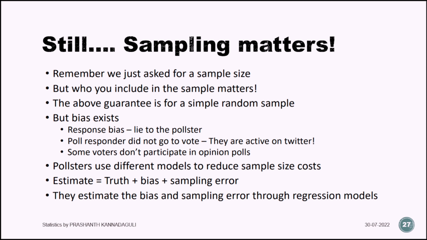Since we were talking about this whole poll process and the exit poll so far, it becomes necessary to understand what exactly happens on the ground. The maths will not do that. So they will fit a model. It's actually called a regression. They estimate the bias and sampling error through what is called a regression. Regression is prediction.